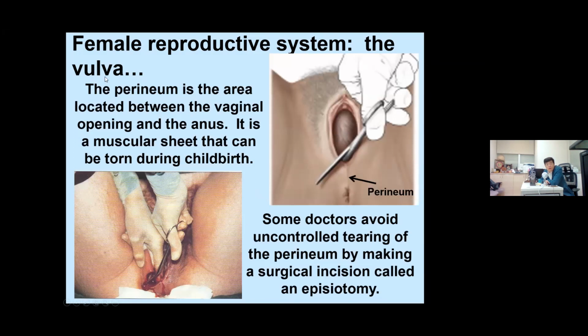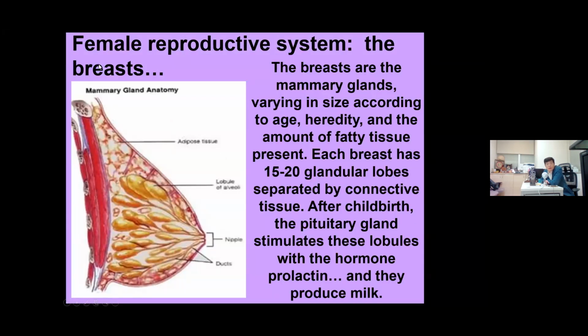So the vulva, this is when you deliver a baby. The baby's head is big, so the doctor will cut a little bit of the vulva to open up. Then the baby's head can go out smoothly. The procedure we call episiotomy.